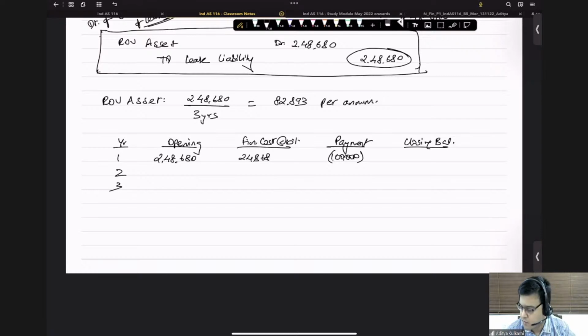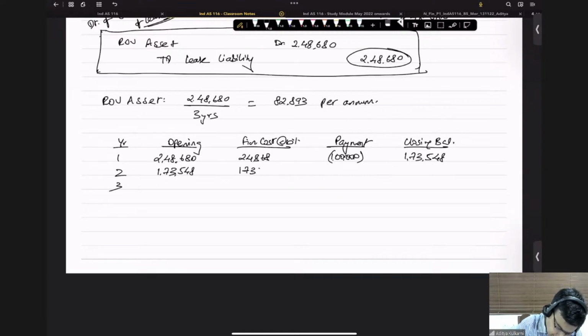248,680 plus 24,868 minus 1 lakh. Okay. So 1,73,548. This will be the opening balance for the second year.